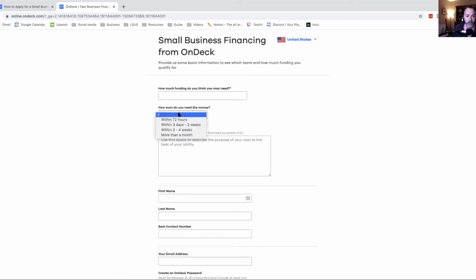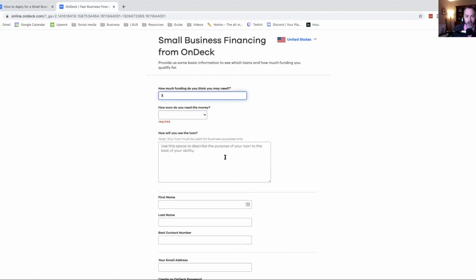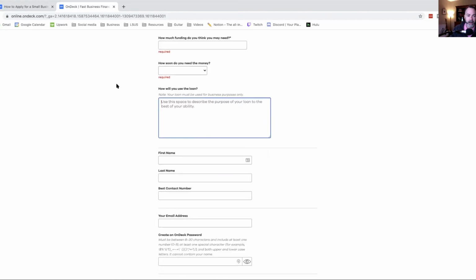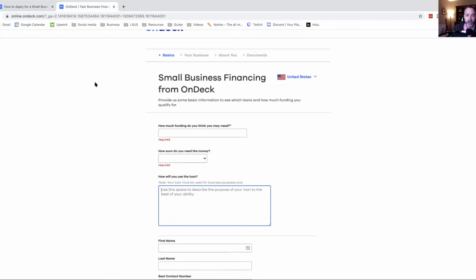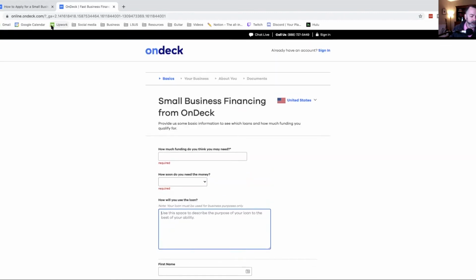But you look, they're asking even how quickly you need the money. Here's how much. How will you use the loan? And then my name and things like that. So I'm using all this information to figure out how I'm going to compete with these people. Now, we've done lots of research. You should be doing a whole lot more than that.